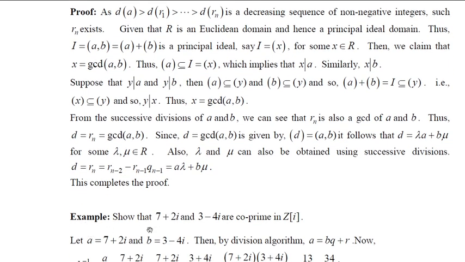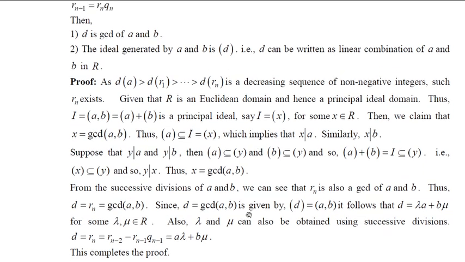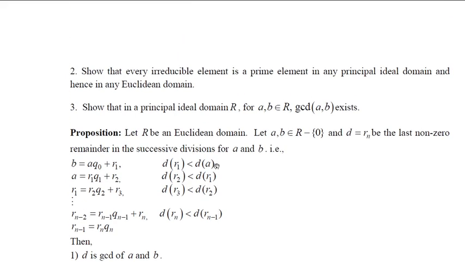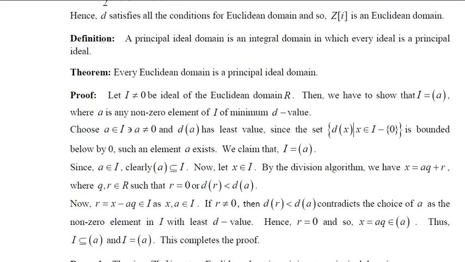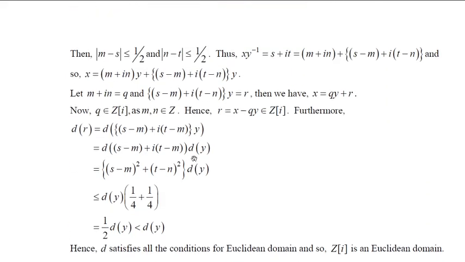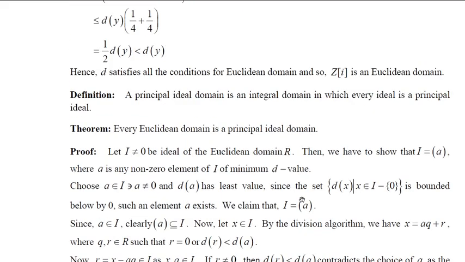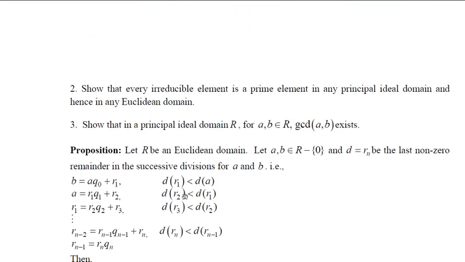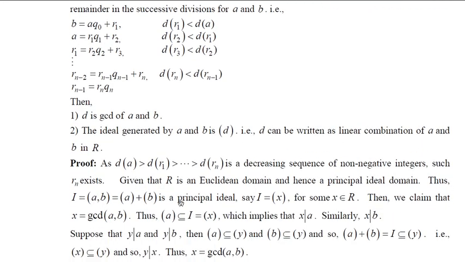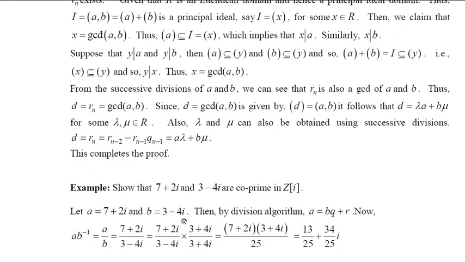Now we had given an example to show that these two are co-prime in Z of I, using the method which we have used in the earlier proof, that is in this result. So let's prove this one. Now divide. We knew that by the division algorithm, if one divides another, then we can write in this fashion.